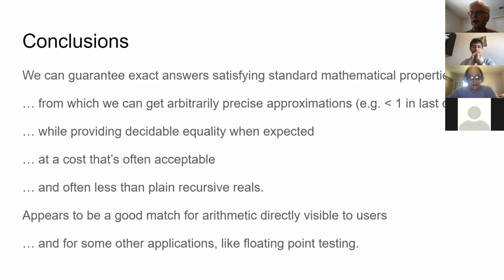So we can guarantee exact answers with standard mathematical properties. We can get arbitrarily precise approximations with decidable equality where it's expected, and the cost for all purposes is not an issue. It actually turns out this is sometimes less expensive than the recursive reals for reasons that are discussed in the PLDI paper that describes this. I think this is actually a good match for arithmetic in general that's directly visible to users. And as I said, we've also used it for floating point math testing.